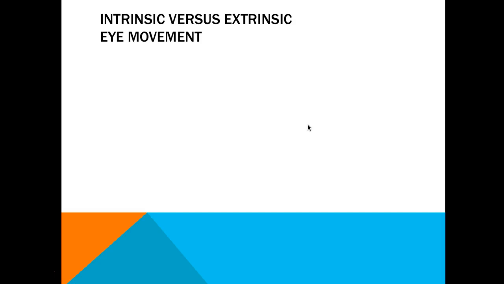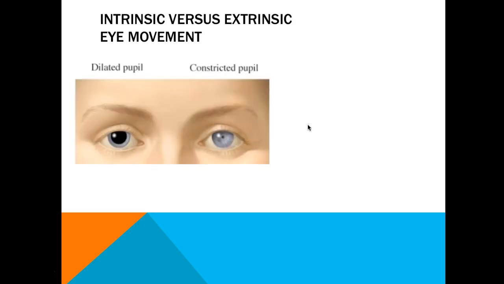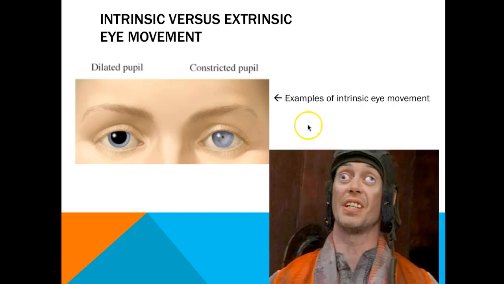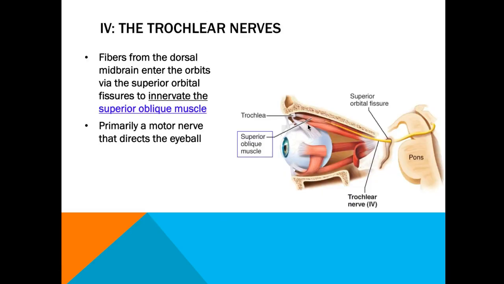So you may be wondering, what is extrinsic eye movement? And there's also something called intrinsic eye movement. So intrinsic eye movement is when we are going to be changing the musculature of your iris to change your pupils. So it would be going from dilated pupil to constricted pupil. Whereas extrinsic eye movement will have to do with actually moving the eyeball around, looking up, looking down, laterally, medially, and so forth. Now let's move into cranial nerve number 4, known as your trochlear nerve.